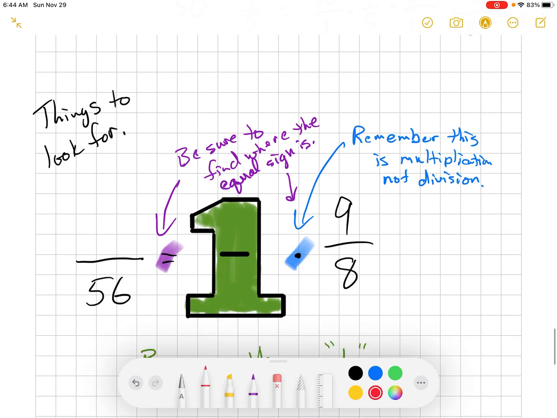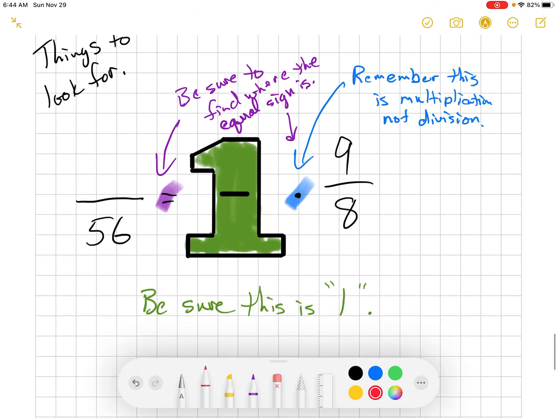Okay, just to kind of sum things up, what are things that we need to look for? If we are looking at the green part, be sure that that is 1. Whatever is in the denominator or in the numerator must be the same number. They have to be the same number, okay? Be sure in the purple part that you know where the equal sign is, to make sure that you are finding the correct number in there.